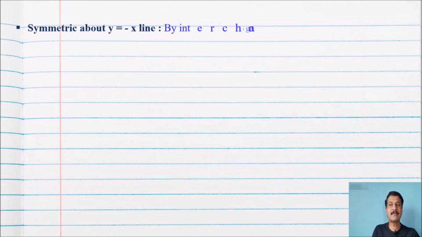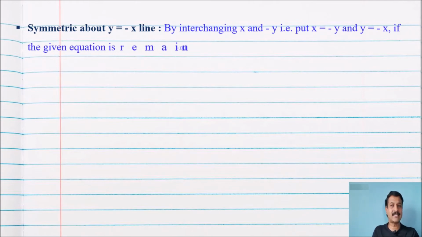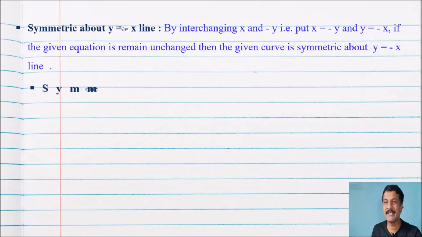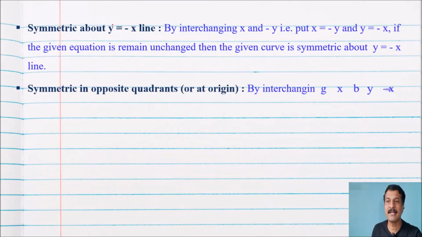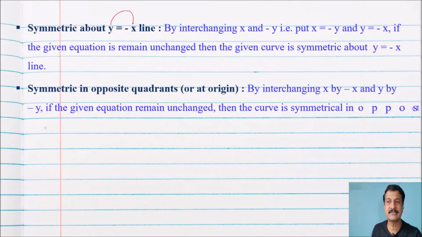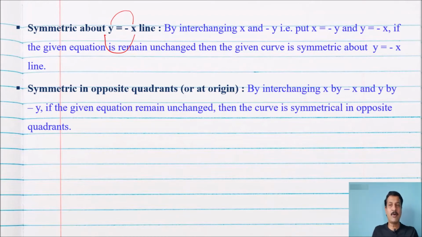Also the fourth one, symmetry about the line y equal to minus x, again the same. You interchange: replace y by minus x and x by minus y. If there is no change in the equation, then that curve is symmetric about the line y equal to minus x. So put x equal to minus y and y equal to minus x. If the given equation remains unchanged, then the given curve is symmetric about the y equal to minus x line.